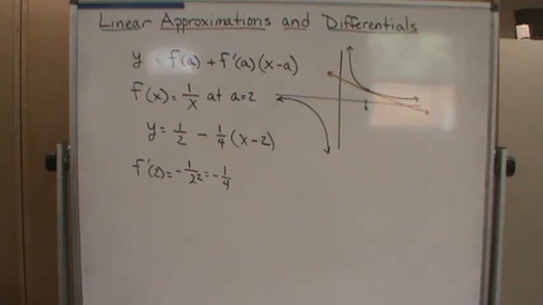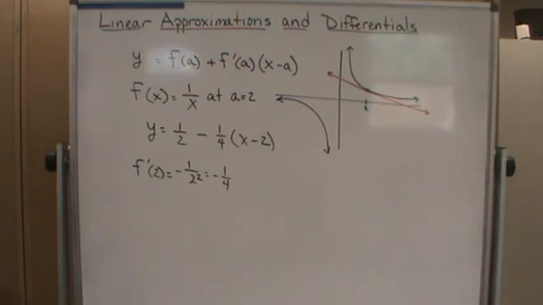Now, here's the thing. Note that for any x value near 2, the graph of the tangent line is going to be close to the graph of the function, in this case 1 over x. As a result, we can use the equation of the tangent line to approximate f of x for any x value that's near 2. Again, the operative word is near. We're going to have to explain what that means.